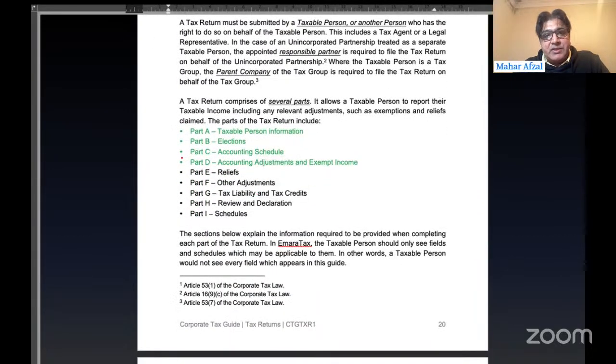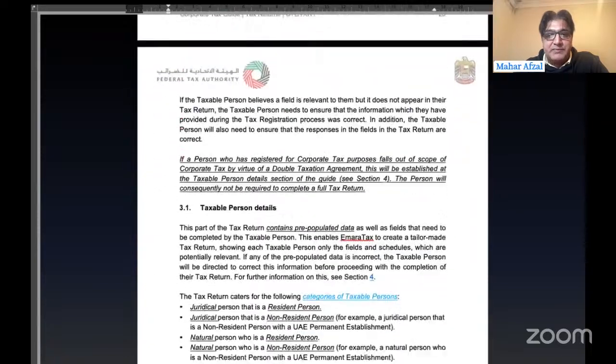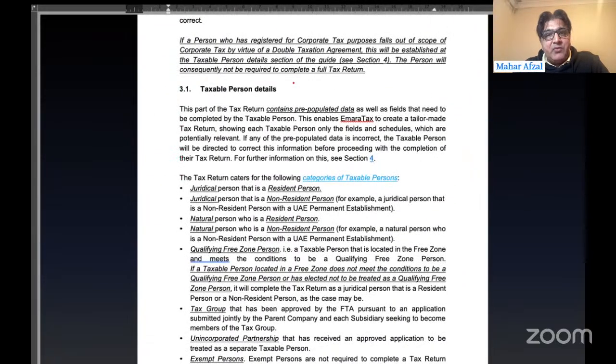These are the major sections, A to D. We have already discussed them in detail, but the important thing is taxable information. A lot of information will be auto-populated, but you need to assess what your status exactly is. You are a juridical person, a natural person, a juridical resident person, a juridical non-resident person, or a qualifying free zone person. Now, if you are not a qualifying free zone person, then the treatment will be different.